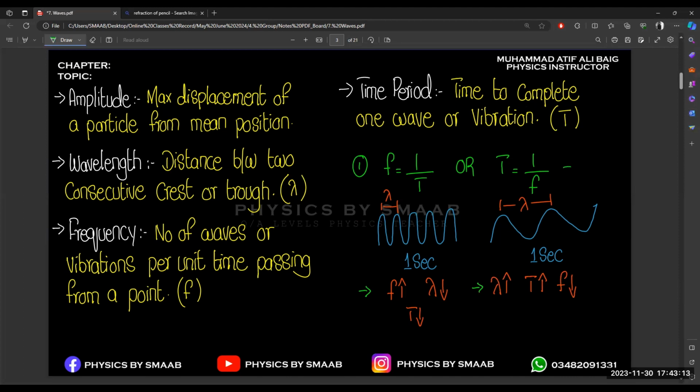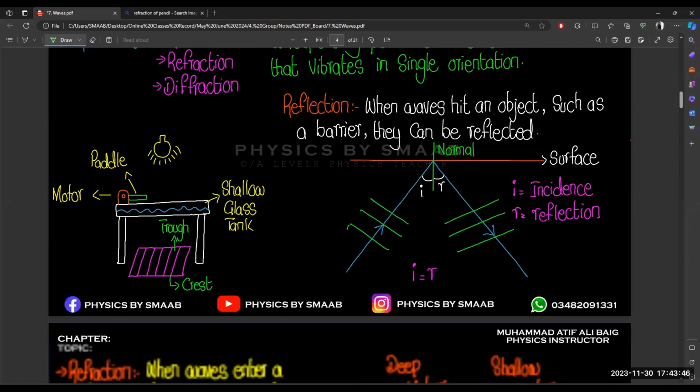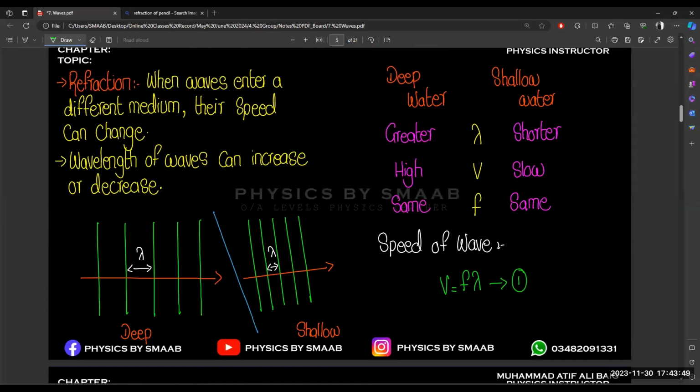So this relation will also help you to identify unknown values in a question sometimes, because we usually think about V equals F lambda, but you can also find an unknown value by this relation. They also test this relation in exams, because it is a very theoretical and very simple concept, right? So this is the concept of refraction, different media, and their speed, wavelength, and frequency.